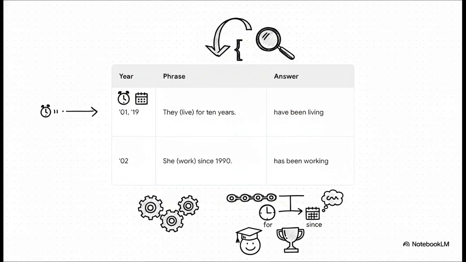Whether the exam uses a duration like for 10 years or a highly specific starting point like since 1990, the resulting tense is exactly the same, continuous, ongoing action. Spot the trigger word, apply the perfect continuous tense, and secure your points.